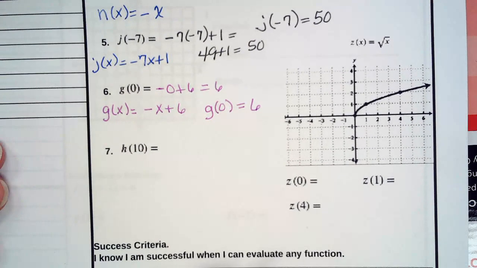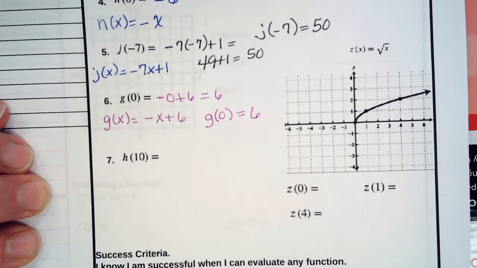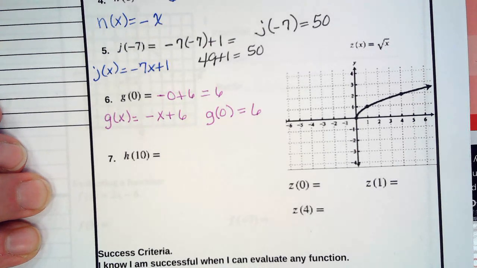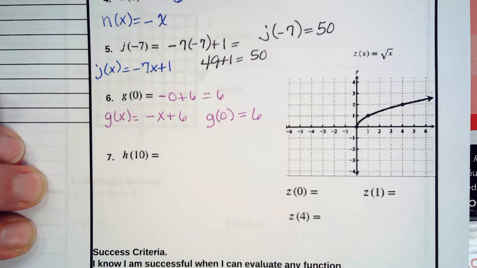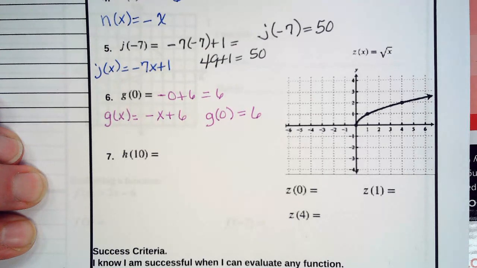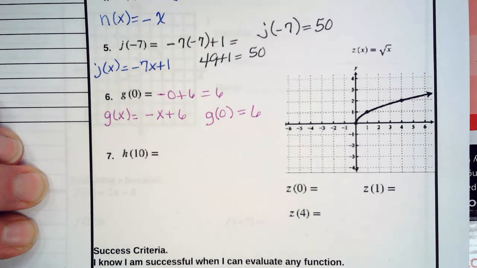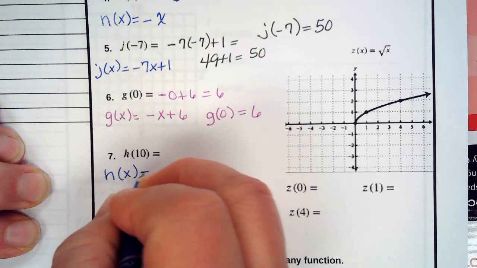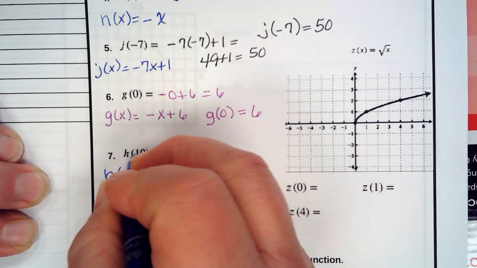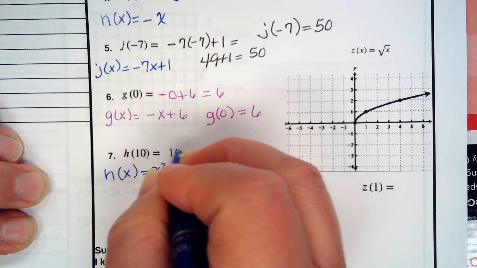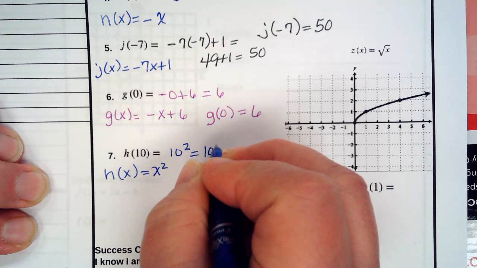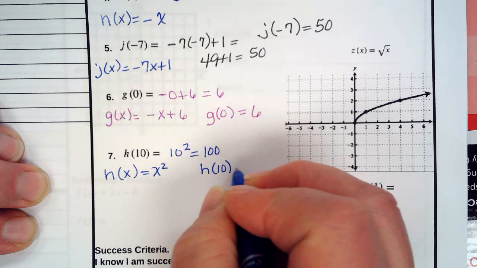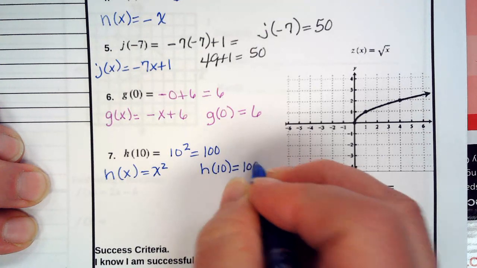What about my function h evaluated at 10? If you have not tried one yet, now's the time. Pause the video, try. Well, I do hope you tried. H evaluated at x is simply x squared. So h evaluated at 10 is 10 squared, which gives me 100. So h, when I put 10 in for x, my output is 100.